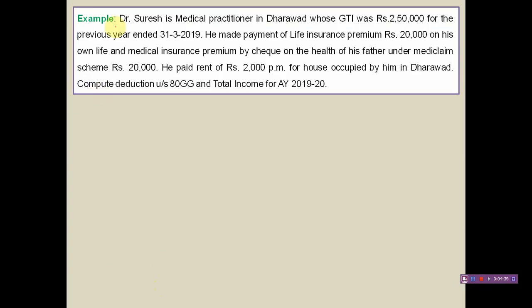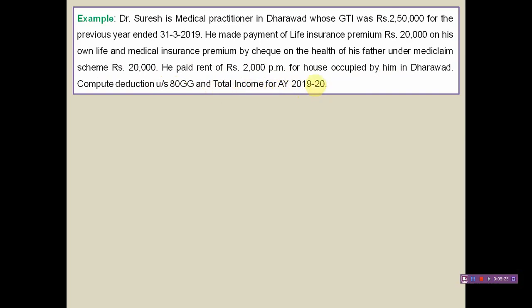Example: Dr. Suresh is a medical practitioner in Dharwad whose gross total income was rupees 2,50,000 for the previous year ended 31st March 2019. He made payment of life insurance premium of rupees 20,000 on his own life and medical insurance premium by cheque on the health of his father under Mediclaim scheme, rupees 20,000. He paid a rent of rupees 2,000 per month for a house occupied by him in Dharwad. Compute the deduction under section 80GG and total income for AY 2019-20.